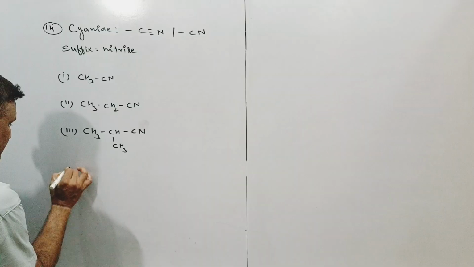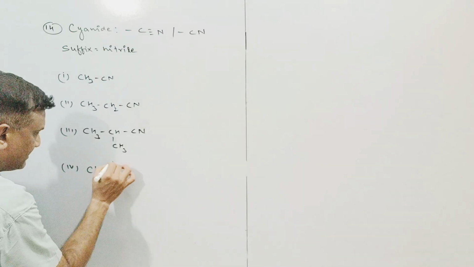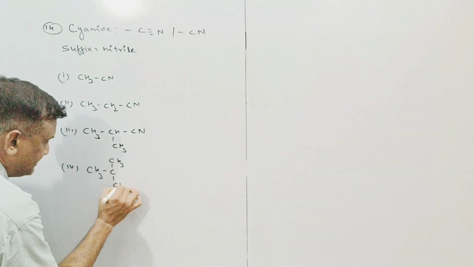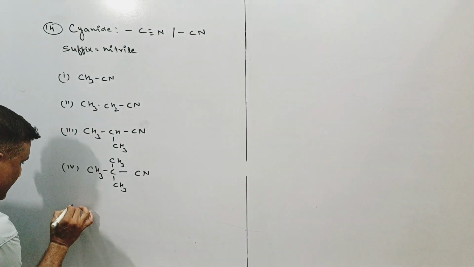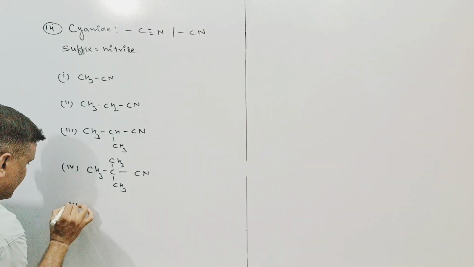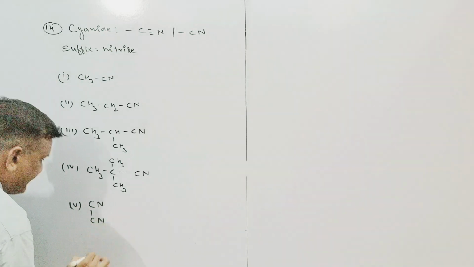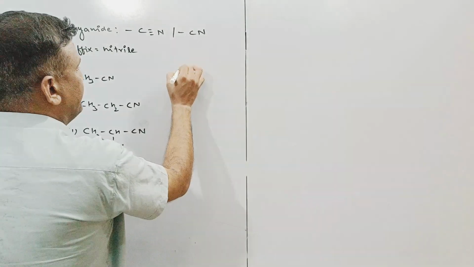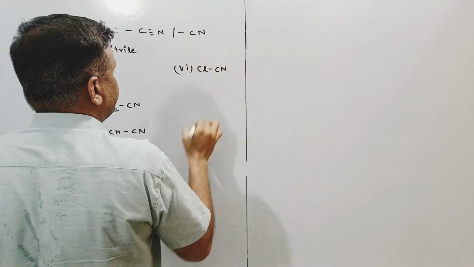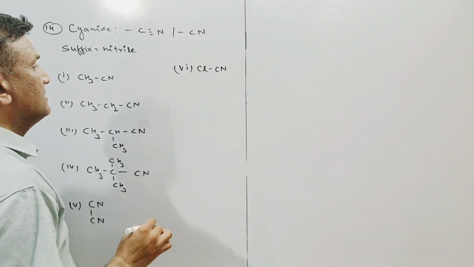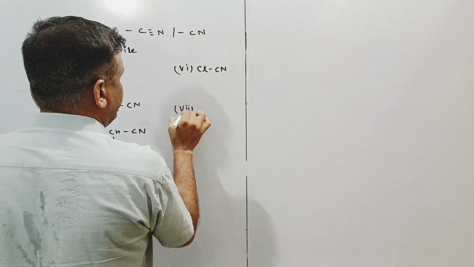Further, we can take the fourth compound with more substituents like this, CH3, this is the CH3, this is the CN. There may be more than one functional group like this CN. This is the CN. The following 6th compound is ClCN, cyanogen chloride, also the common name. If we go further, then this is the 7th compound.